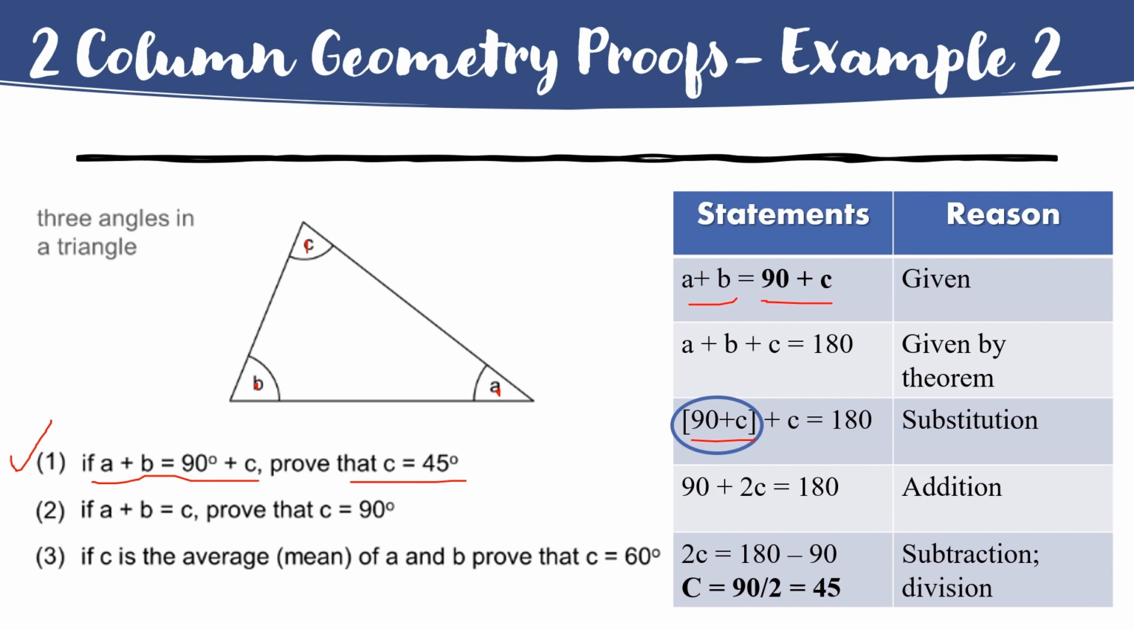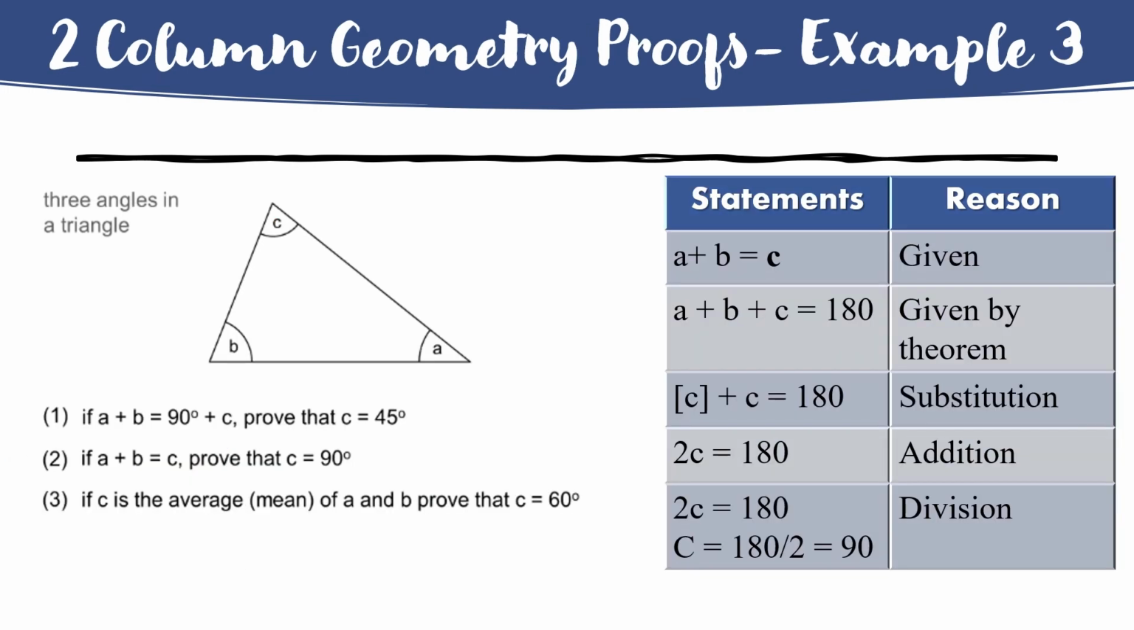And then we're going to just work our math magic, and we're going to get the C on the side all by itself. And to do that, we have to first subtract the 90, and then we divide by 2, and we get that C equals 45 degrees. We have answered and proven that C equals 45. And that's the answer to this example. Simple steps for what might sound complicated to you. Try to break it down into simple steps to help you get to the answer you need to get to.